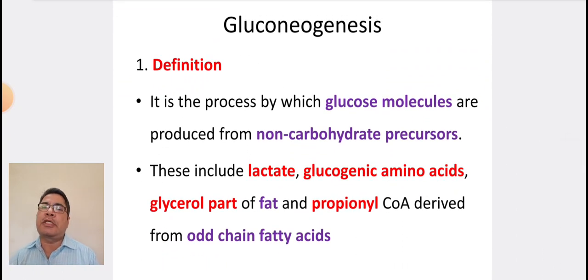Coming to the next point, gluconeogenesis. Definition: it is a process by which glucose molecules are produced from non-carbohydrate precursors. These include lactate, gluconeogenic amino acids, glycerol part of fat, and propionyl CoA derived from odd chain fatty acids.